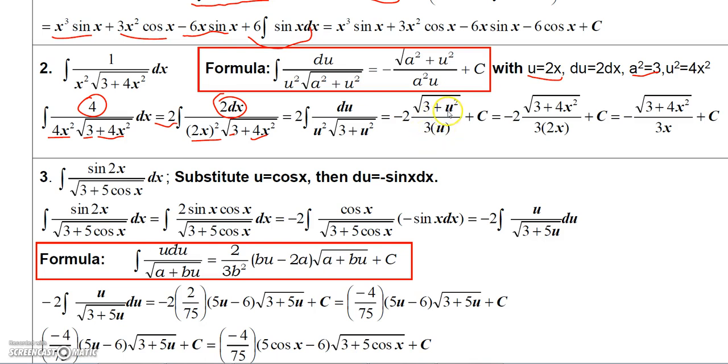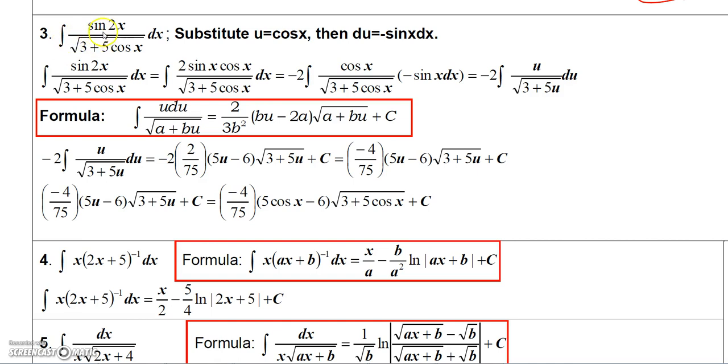Okay, now let's go ahead and replace u with 2x. So once we replace u squared with 4x squared, we'll get minus 2 times the square root of 3 plus 4x squared, and then 3 times u, which is just 2x. And finally, notice that this 2 here will cancel with the 2 in the denominator. So if I cancel those 2's, I'm just going to get minus this square root over 3 times x. So I get minus that square root over 3x, and then plus a constant.